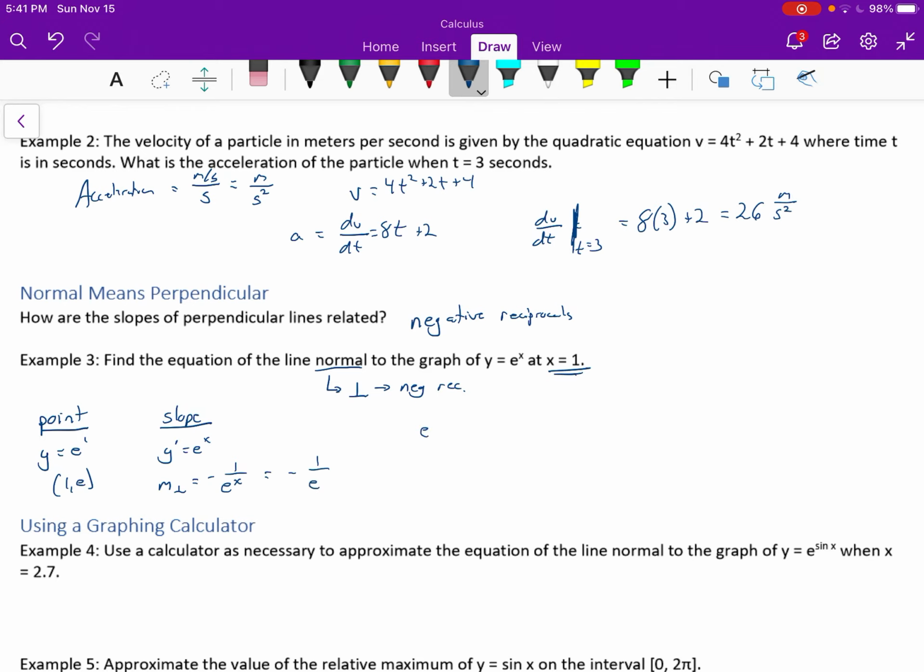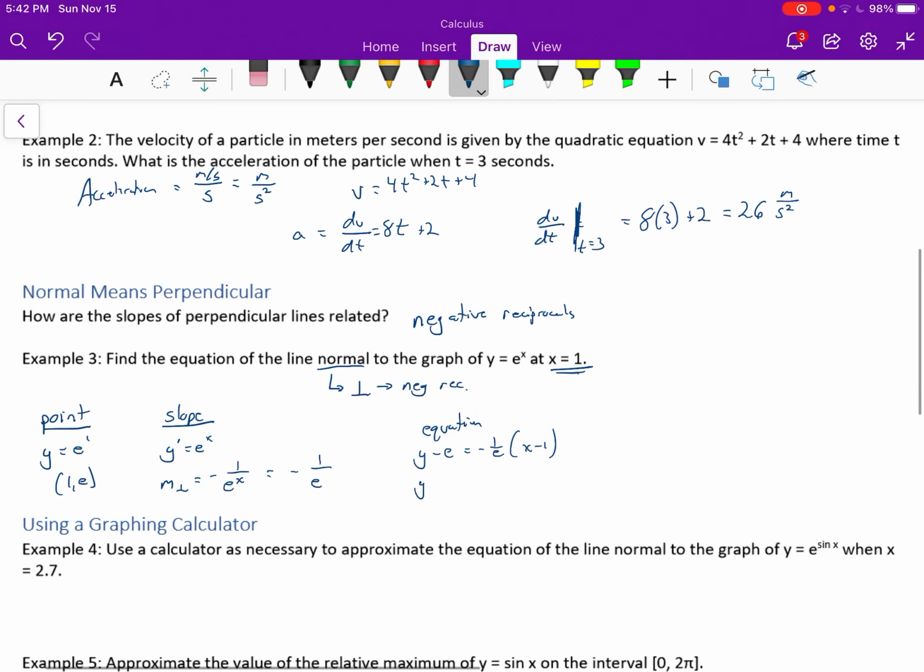And now we can do the equation of the line. We can do y minus e equals our slope, which is negative 1 over e, times (x minus 1). Distributing gives us negative 1 over e x plus 1 over e, and then we can add e to both sides. And we get the equation y equals negative 1 over e x plus 1 over e plus e. So there's our slope, and there is the y-intercept.